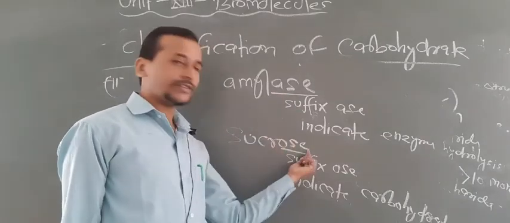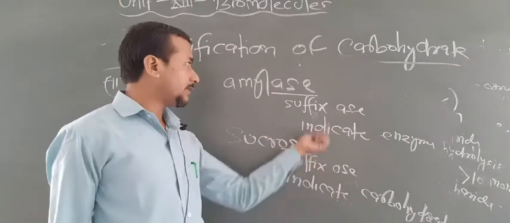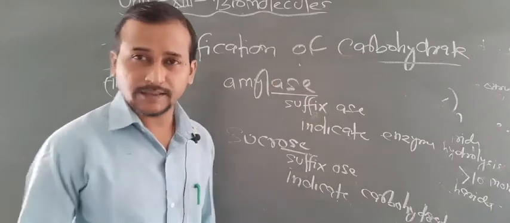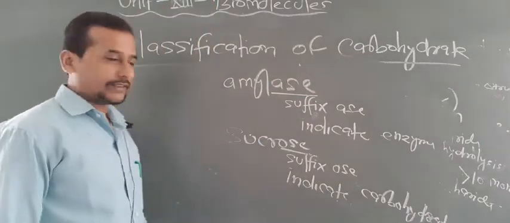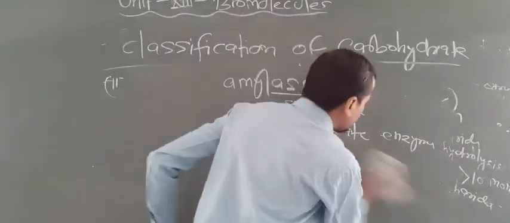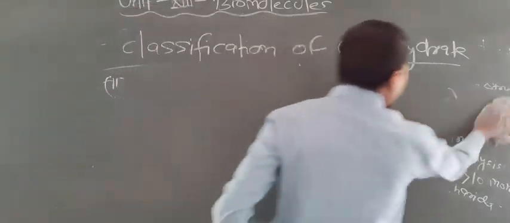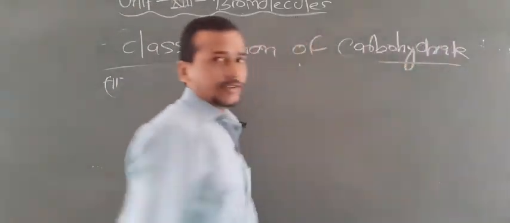If the suffix is "ose", it is known as a carbohydrate. If the suffix is "ase", it is known as an enzyme. Enzymes are functional proteins which carry out a number of processes, that is digestion, respiration, okay.